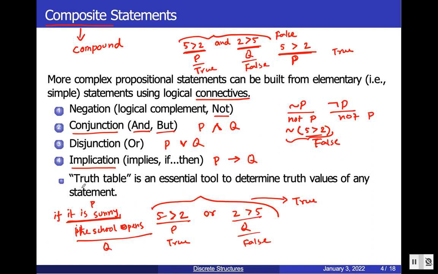All right, and then we are going to use the truth table, which is an important and essential tool, and it is going to help us determine the truth values of any compound statement.